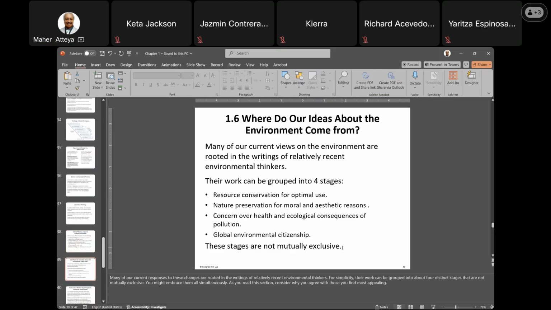Where do our ideas about the environment come from? Well, they come from whatever we are observing in nature. That's first, and they come from nature preservation, resources conservation, and from all the environmental mishaps such as pollution, air pollution, global heating, all the stuff here. That's our information.